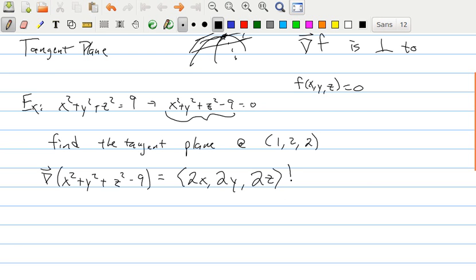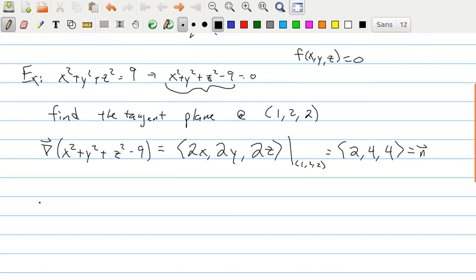But now we want to evaluate this at the point 1, 2, 2. So we plug 1 in for all the x's, and we get 2. We plug 2 in for the y's, we get 4. We plug in 2 for the z's, and we get 4. So this is our normal vector. It's the vector that's perpendicular to this level set, this level surface. So we have the normal vector, and we have a point.